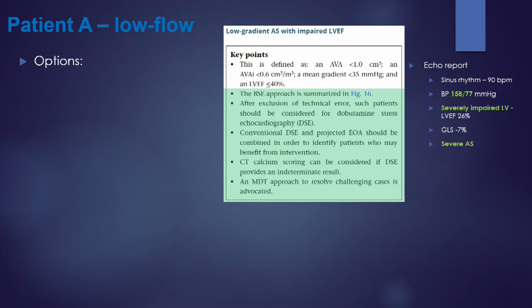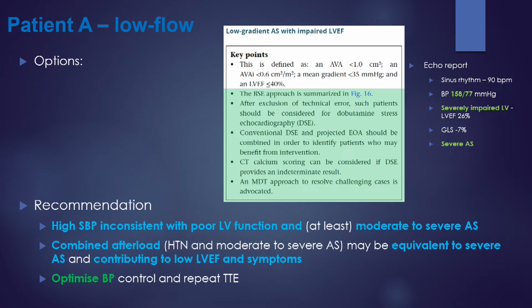But his systolic blood pressure is 158 millimeters of mercury, and in people who've got severe AS and poor left ventricular function, we usually see that the blood pressure is a lot lower. And so when you add aortic stenosis to that, it doesn't seem to make sense that we're seeing high systolic blood pressure. So it seemed that the high blood pressure was inconsistent with truly severe LV systolic function and moderate to severe aortic stenosis.